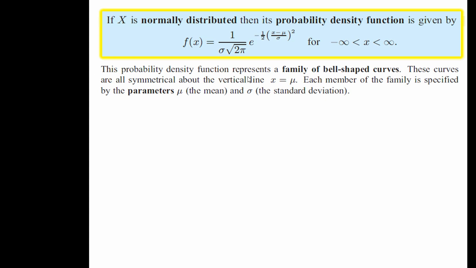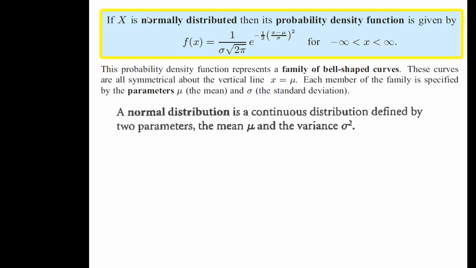These curves are all symmetrical around the vertical line, mu. So when we talk about the mean in the normal distribution, instead of using x with a line on it, we tend to use mu. So we use mu to represent the mean. Each member of the family is specified by the parameters mu, the mean, and sigma, the standard deviation. So we've got mu, sigma, and we've got pi, and we've got e. From negative infinity to positive infinity. That's 1 over blah, blah, e to the power of this thing.